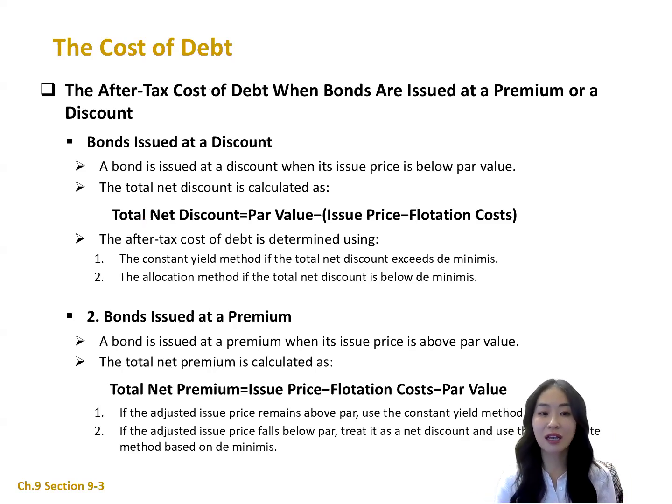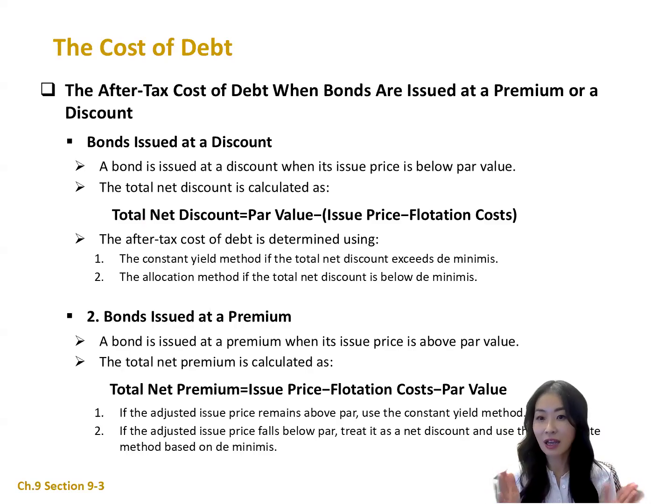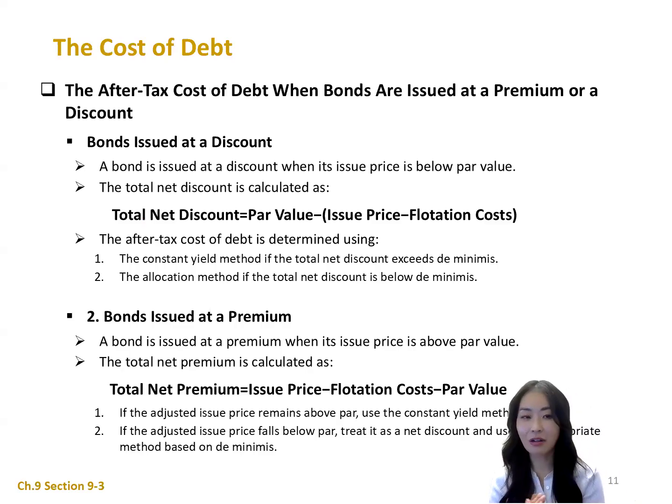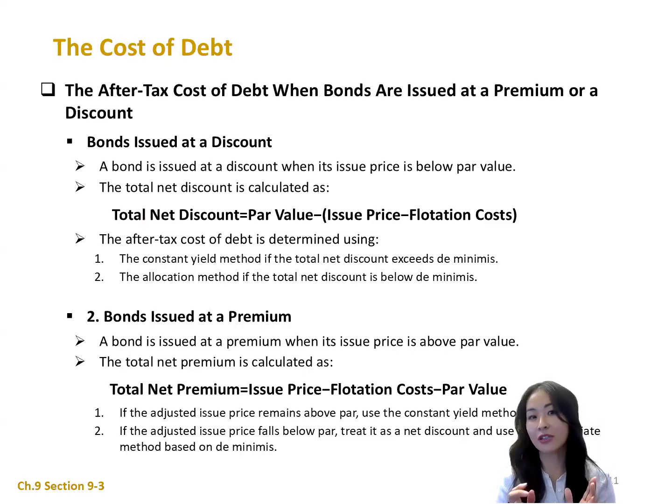What is the meaning of a bond issued at a discount? Its issue price is less than its par value, meaning investors are willing to pay less than face value per bond. Why does it happen? Because the coupon rate is lower than the market rate, right? To measure the total net discount amount, we use the equation shown in this slide: par value minus issue price and flotation cost.